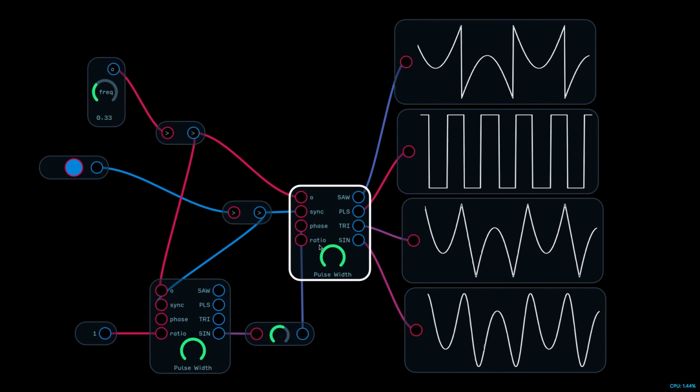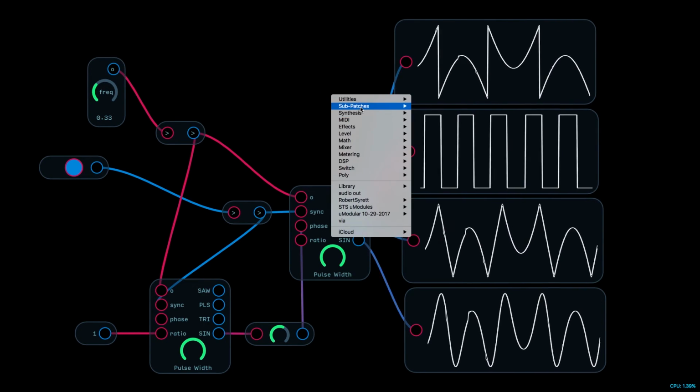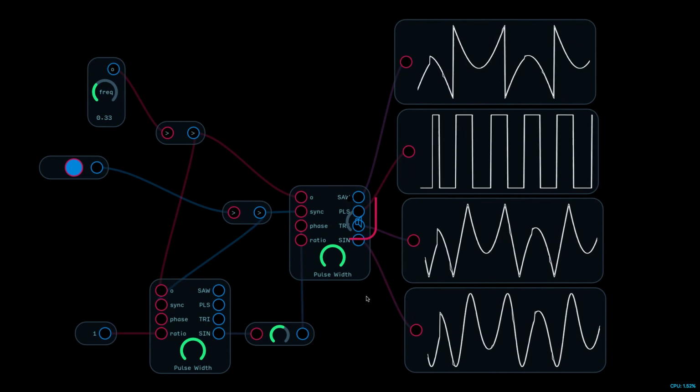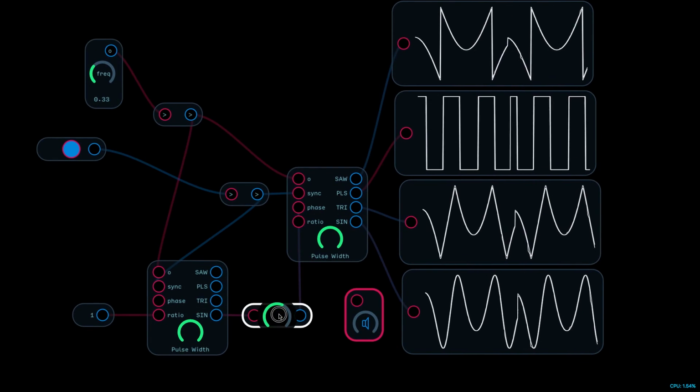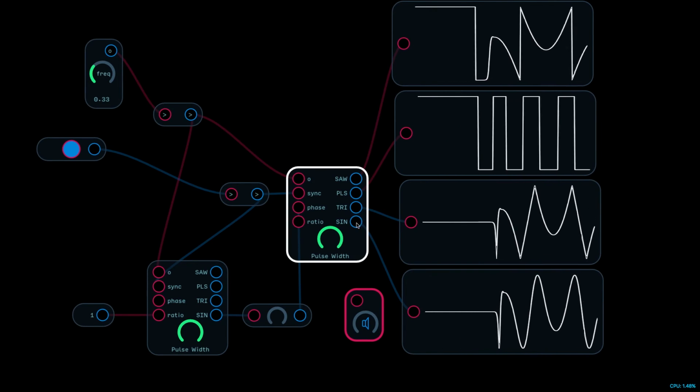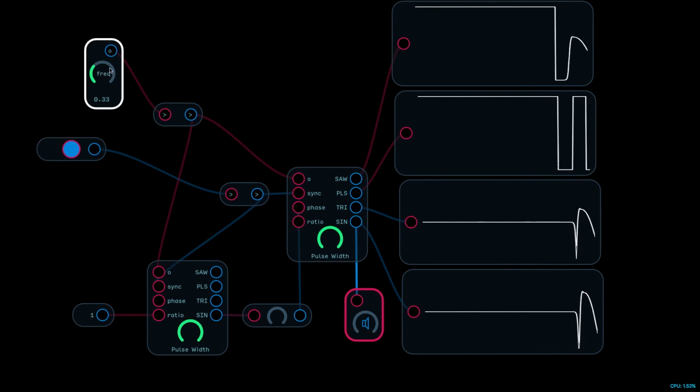Oh, and let's actually listen to stuff. Let me make an audio output. This is actually a library module. I'll show you how to make one of these at some point. Let's move it up to a frequency that we can hear.